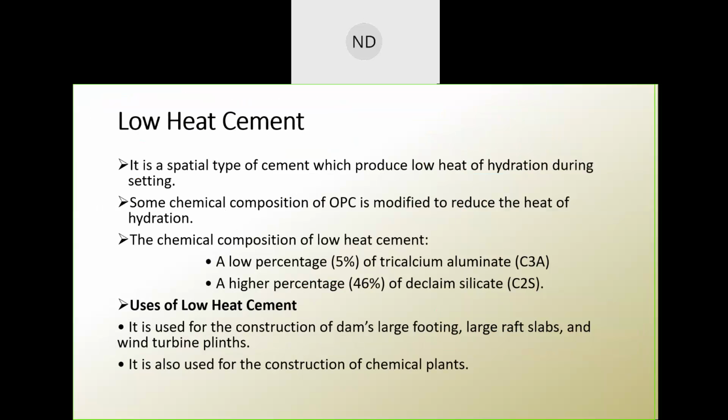Next is your low heat cement. It is a special type of cement which produces low heat of hydration during setting. Low heat of hydration means it gains strength a little slower, it takes time. If you take OPC only, some chemical composition of OPC is modified to reduce the heat of hydration. The chemical composition of low heat cement has a low percentage of 5% of tricalcium aluminate, C3A, and a higher percentage of dicalcium silicate, C2S.